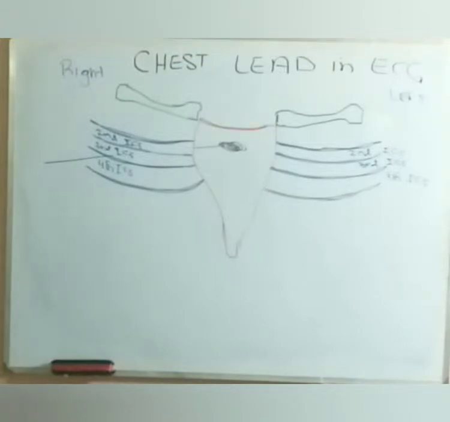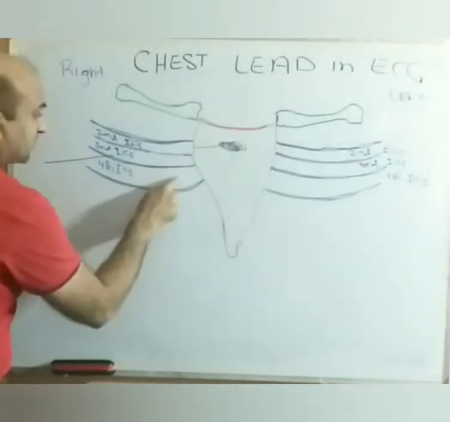First of all, we locate the suprasternal notch just above the sternum. Then we descend 1 to 2 centimeters and come to a point which we call the angle of Louis. Just parallel to the angle of Louis is the second intercostal space. Down comes the third and then the fourth intercostal space. Now the fourth intercostal space is the place where we will put our first chest lead.